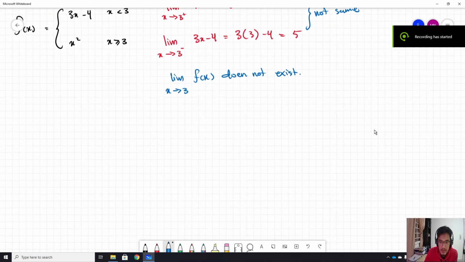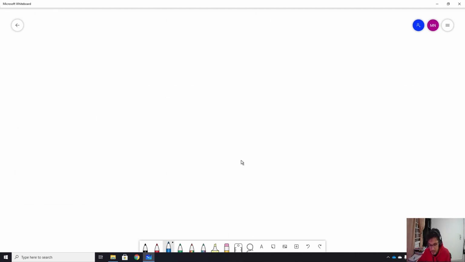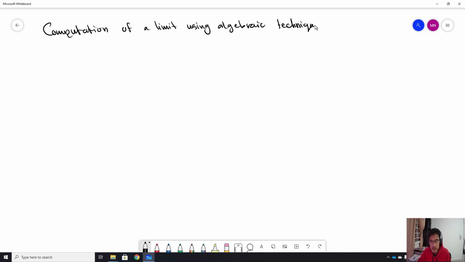Alright, and then let's look at the next section. The next section is about computation of a limit using algebraic technique. Okay, so when we are substituting the value of limit into the function, there are actually two conditions which cannot be satisfied in this chapter, okay, or even in mathematics.